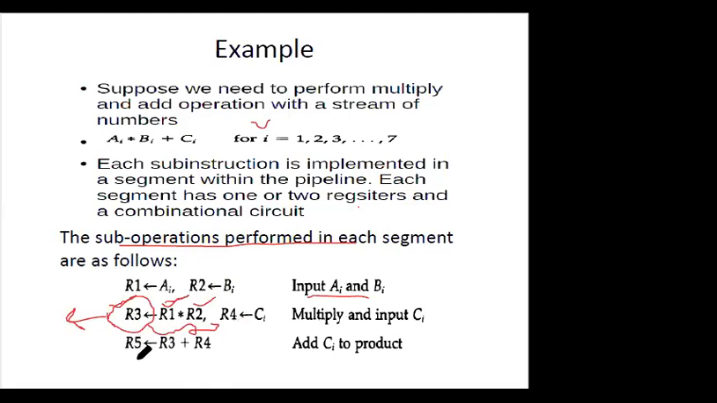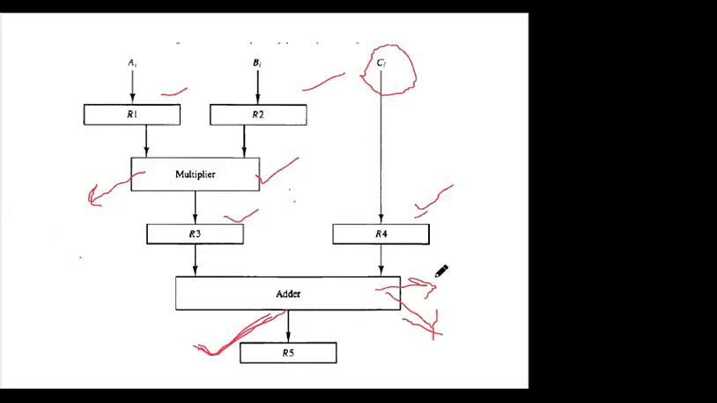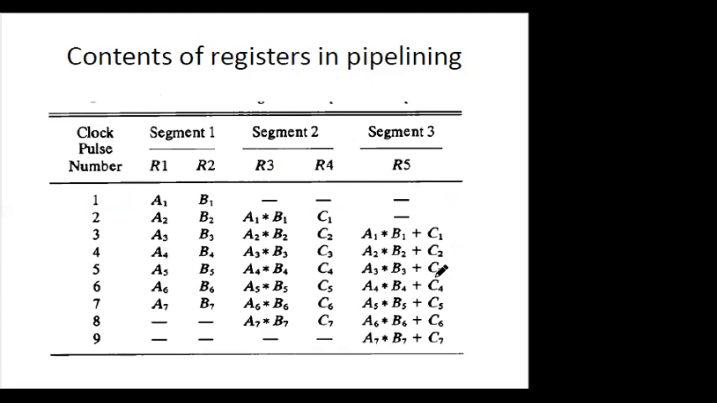What is this process? Then we have R5, R3, and R4. And R5 depends upon R3 and R4 to complete the process. This is a pipelining structure having three processes involved. And let us see the contents of registers in this pipeline.